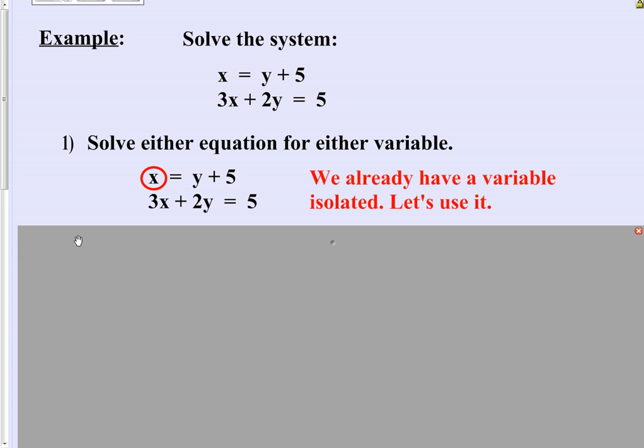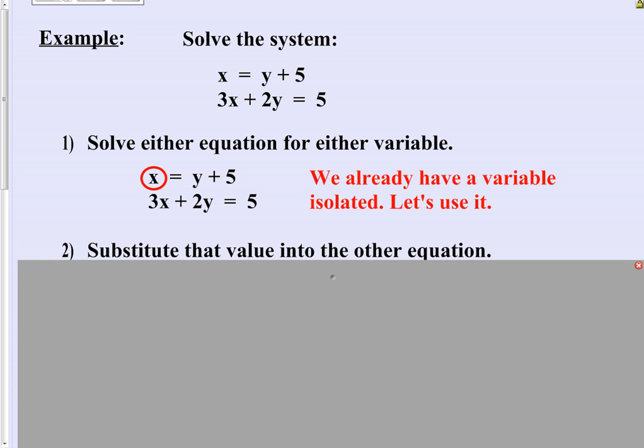Step 2 tells us that we should substitute this value that we have into the other equation. We have a value that we believe x equals. Let's see what we can figure out.